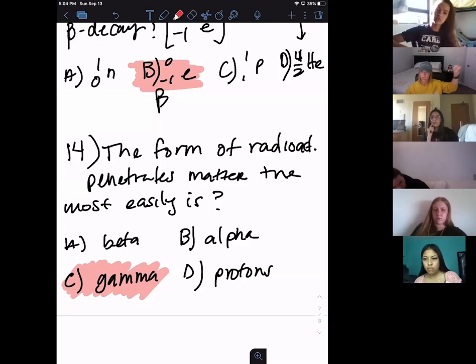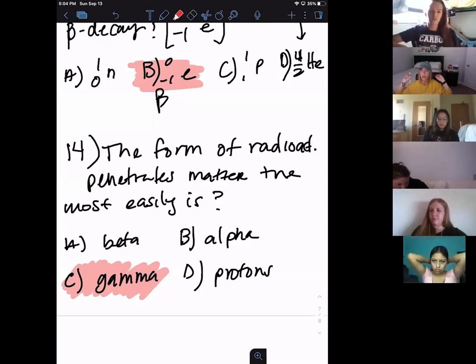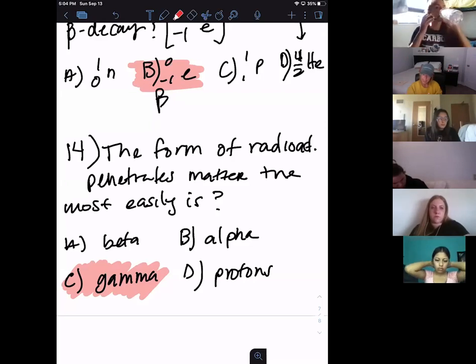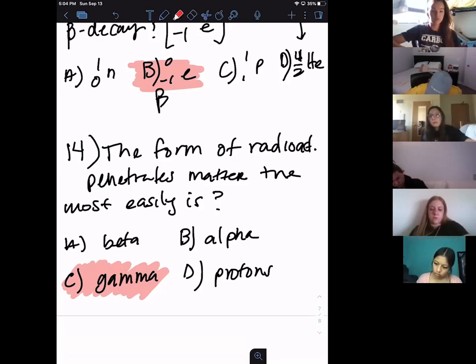The smoke detectors do that. The fire alarms do that. Those are tiny little interactions that are bouncing off of us all day long, but they're not enough to do damage. And so that's why they don't really penetrate, because they're just not strong enough. Okay, which one goes the most easily? Gamma. That thing can go right through you and beyond. It could go through a wall. It could go through 2 brick walls. It just cuts right through. So gamma, most easily. Everything else just kind of bounces off.